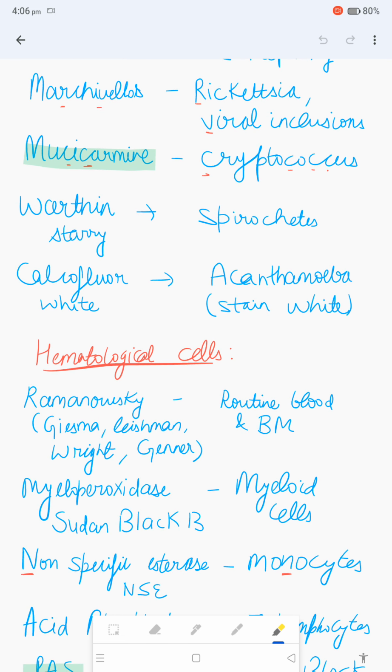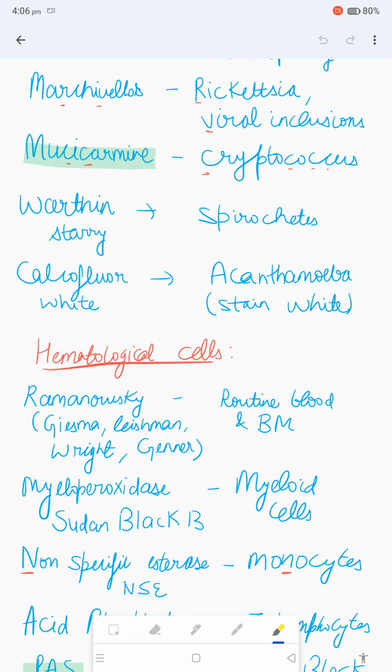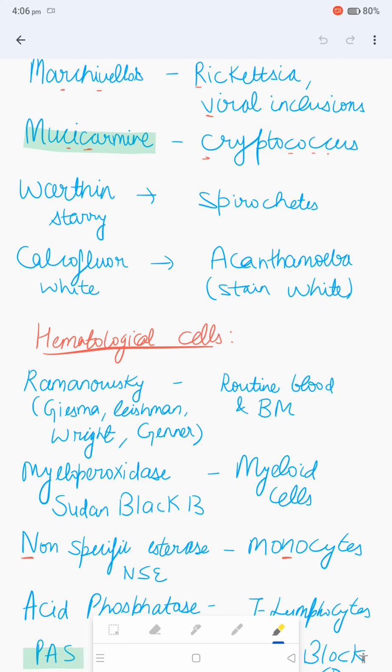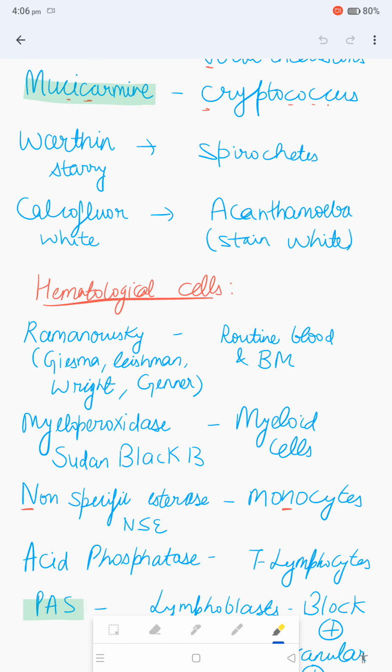Then Warthin-Starry stain is for spirochetes. Like in spirochetes we use dark ground microscopy. So for Warthin-Starry, remember, like a starry sky is dark. So Warthin-Starry stain is for spirochetes. Calcofluor white is for acanthamoeba and it will stain white.